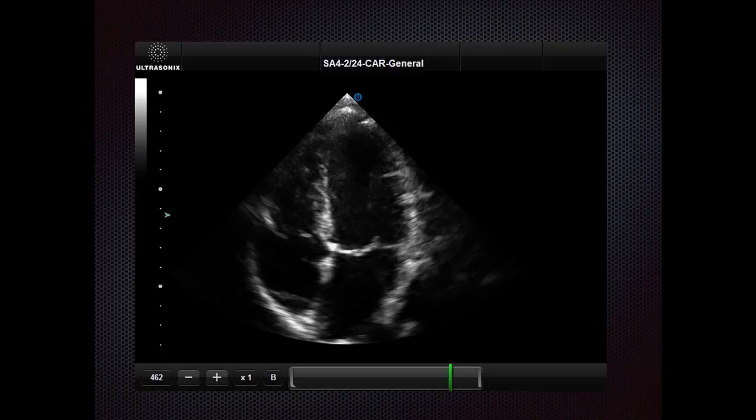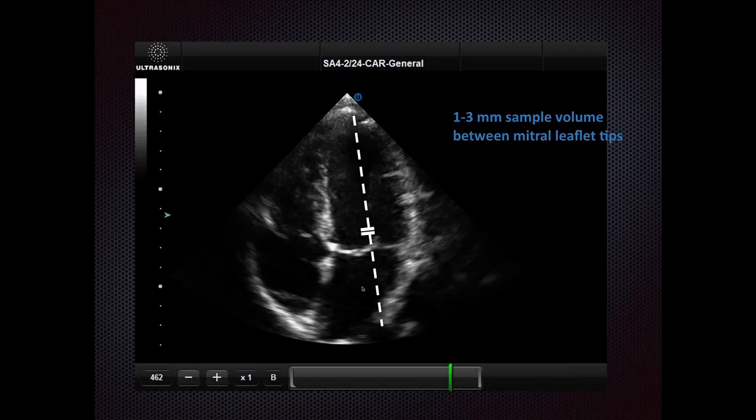So first, how is E to A ratio measured and what is it? We start out first with an apical four-chamber view of the heart. And just as a reminder, this is LV, LA, RV, RA. Go ahead and then activate the pulsed wave Doppler, and this will allow us to measure the mitral inflow velocities. We align the Doppler beam here at the mitral valve leaflets. We place the sample volume of about 1 to 3 millimeters right at the mitral valve leaflet tips.